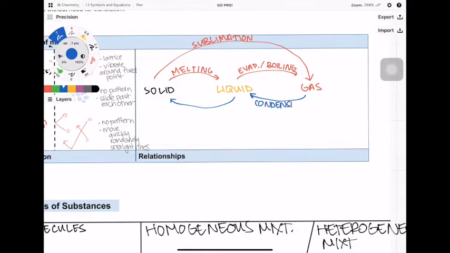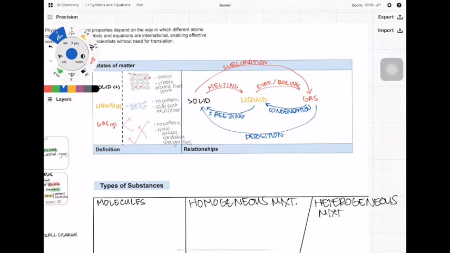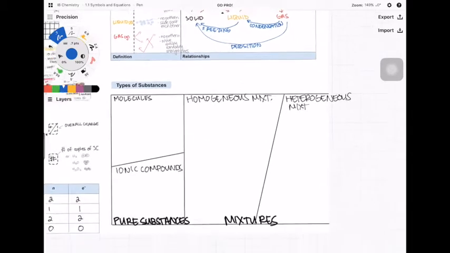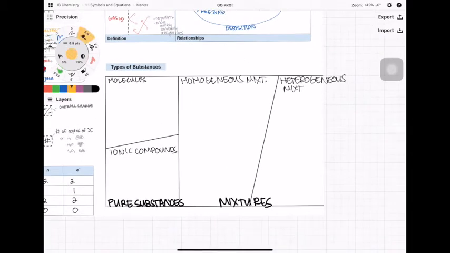And then going the other way, so making our particles closer together, we call gas to liquid condensation, liquid to solid freezing, and gas to solid deposition. So you need to be able to know what all of these words mean, identify these words, and think about whether or not they are endothermic or exothermic.